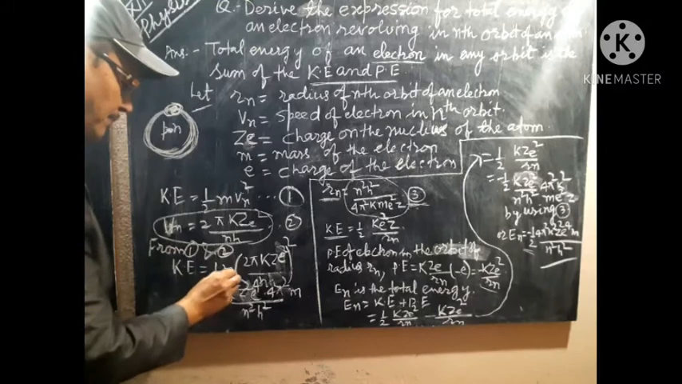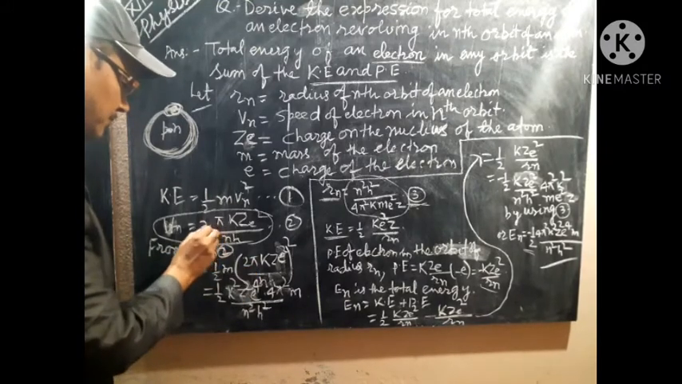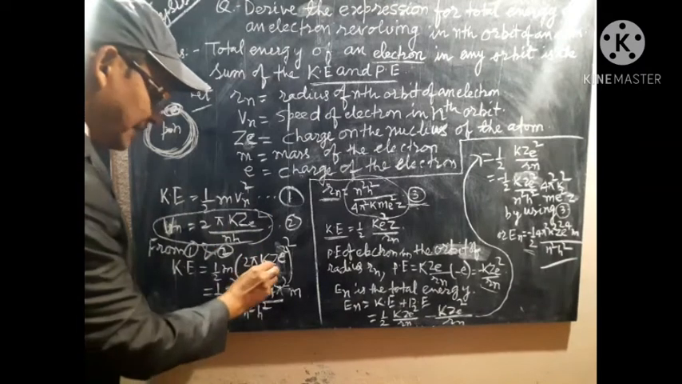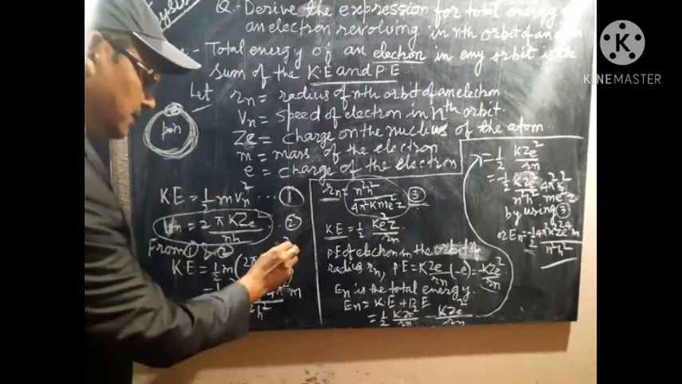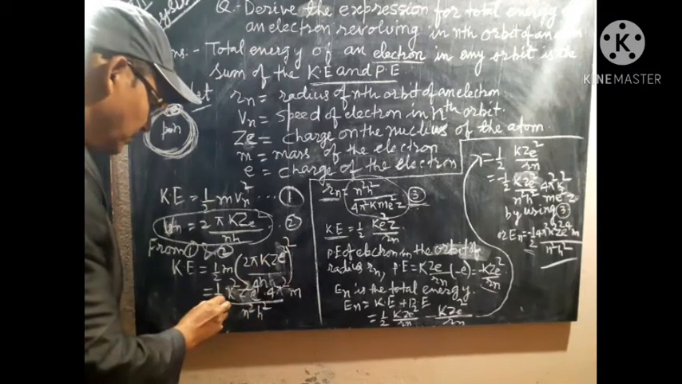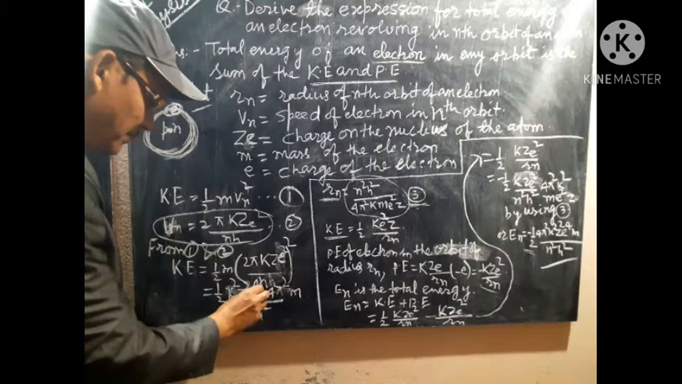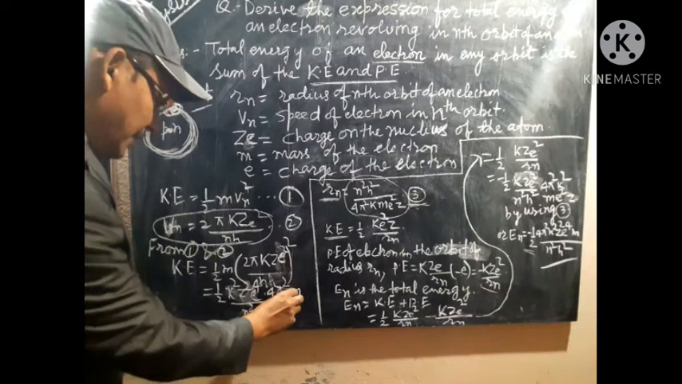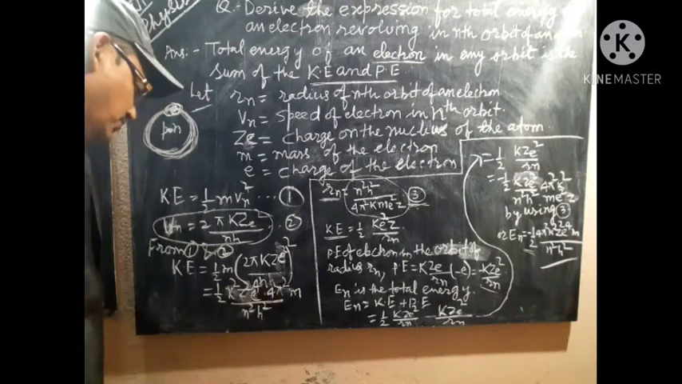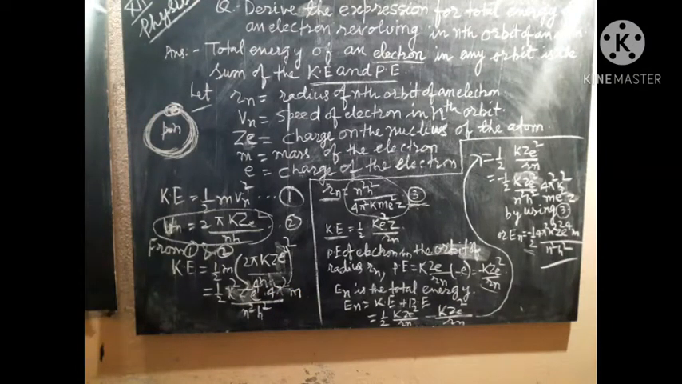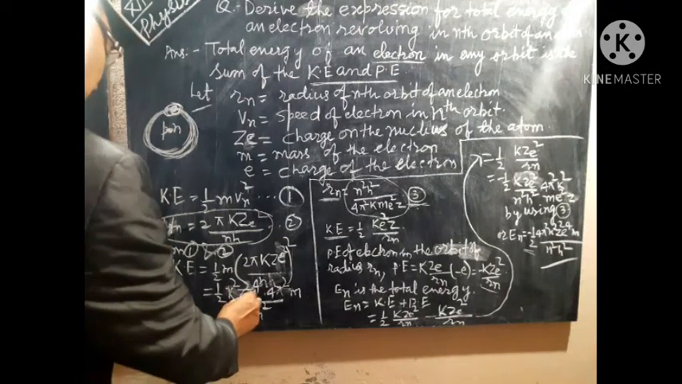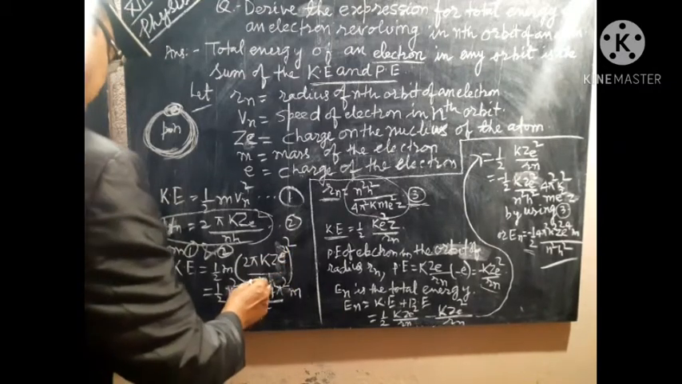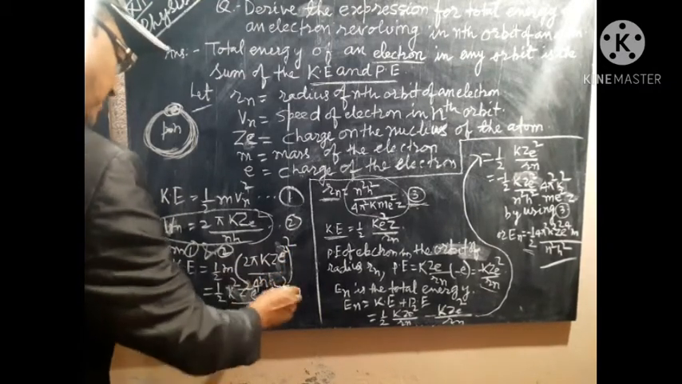Now from first and second, kinetic energy is half m v square. V is 2 pi k Z e square by n h, whole square. Then what will you get? Half k square Z square e to the power 4 into 4 pi square m by n square h square. Try to understand: k square Z square e to the power 4, and also there is m, you have to write m.